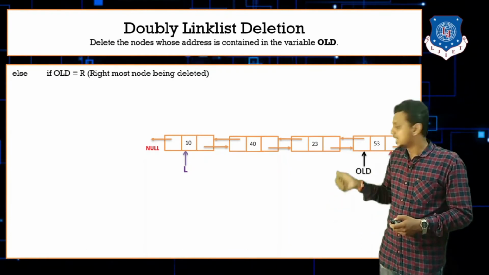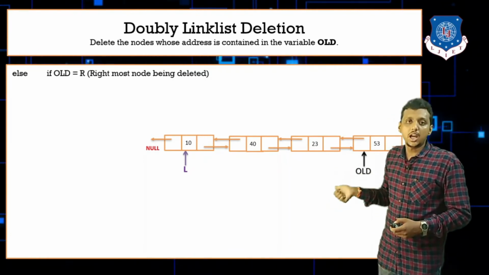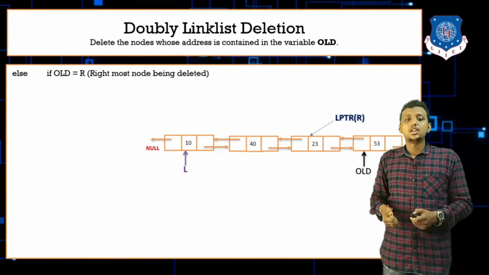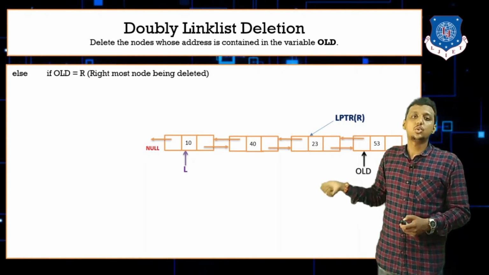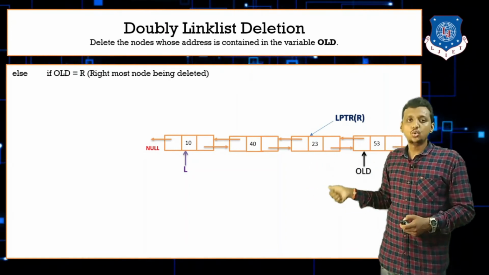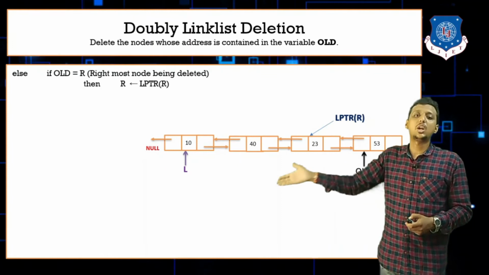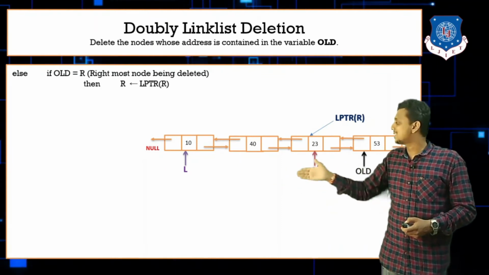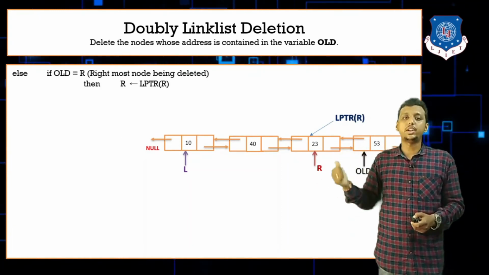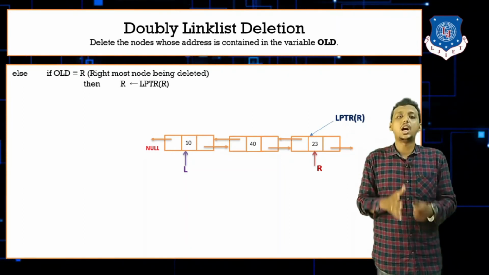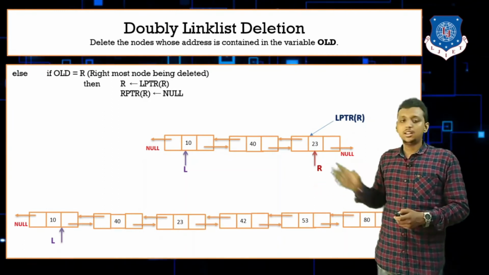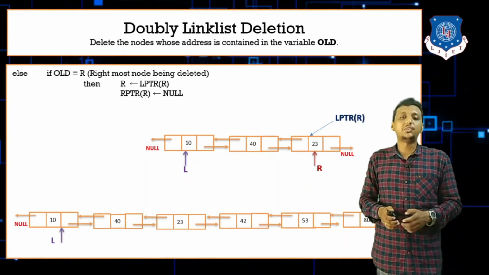Students, I need to move R to LPTR of R. So here again, 53 is known as R and 23 is known as LPTR of R. So I just need to write a single statement that is R arrow LPTR of R. So R is gone from here and set on the 23. Now, to remove this, I also need to break the right link of 23. It means the RPTR of R pointing to null. So here it is, my 23, right side of the 23 to 53 gone.